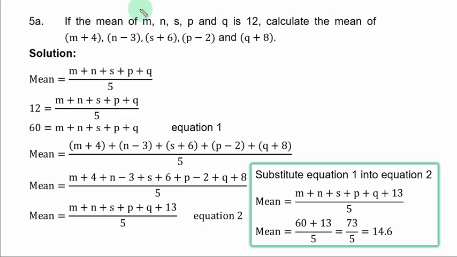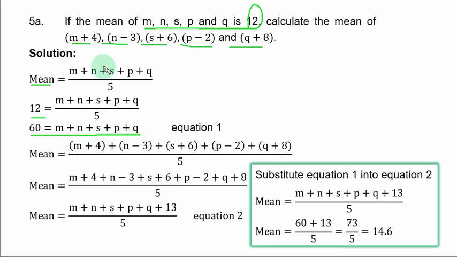Question 5a. If the mean of m, n, s, p and q is 12, calculate the mean of m plus 4, n minus 3, s plus 6, p minus 2 and q plus 8. From the first statement, the mean is simply addition of m, n, s, p and q and divide it by 5 because you have 5 letters and the mean is 12. So 12 is equal to m plus n plus s plus p plus q over 5. If you clear the fractions, you have 60 equal to m plus n plus s plus p plus q. Let's call that equation 1.